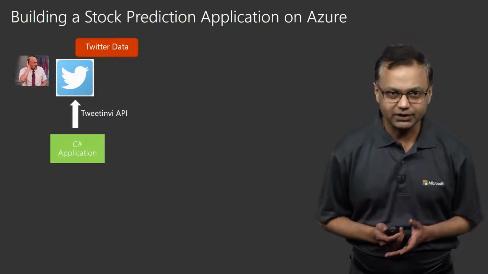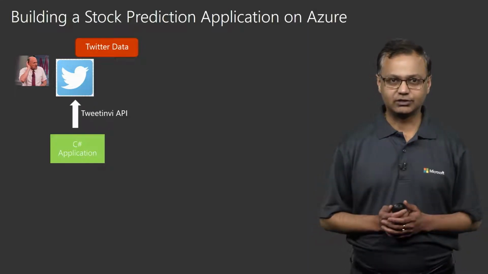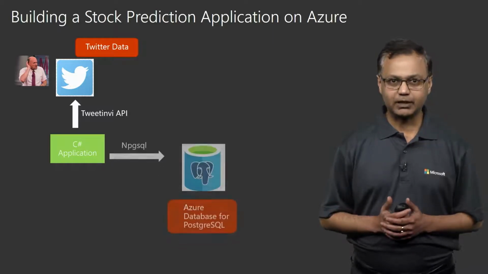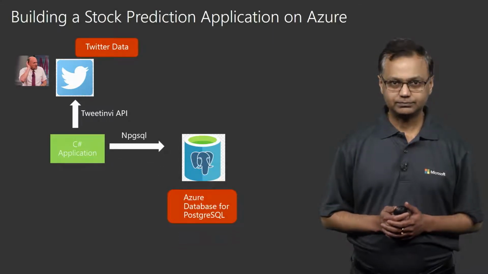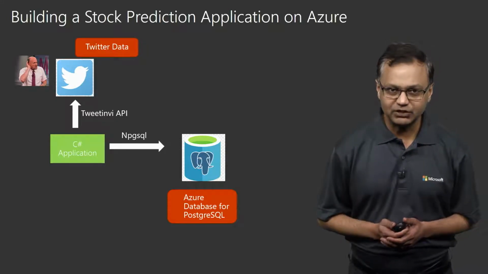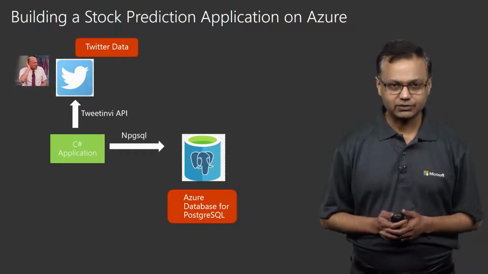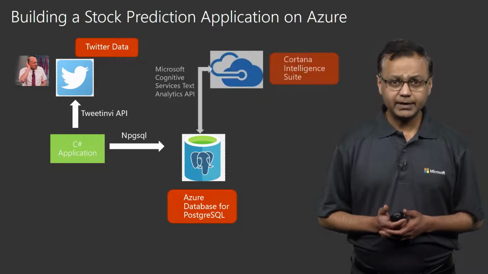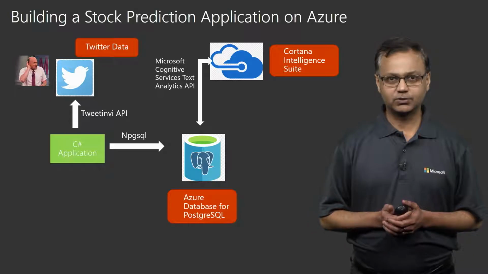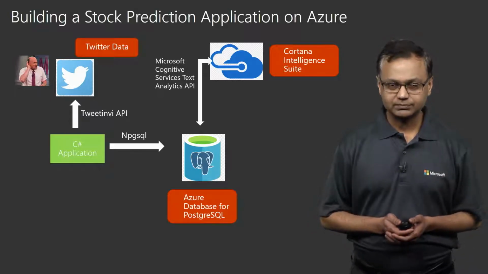It's an application that is written in C#, and I'm selecting the top 3,000 investors that I'm closely tracking, and ingesting their tweets into my Azure Database for PostgreSQL. I'm ingesting these tweets through the Npgsql driver, which is the open source driver for .NET applications. Then I'm going to take these tweets and pass them on to the Cortana Intelligence Suite to calculate the sentiment score for each of the tweets.